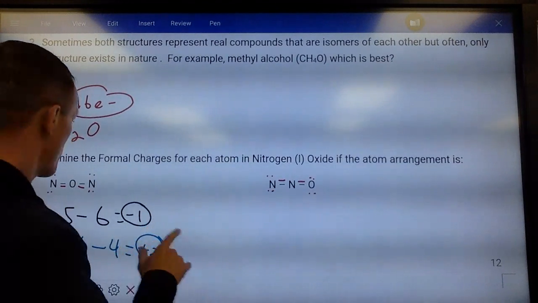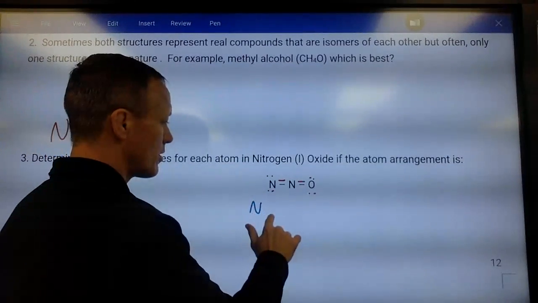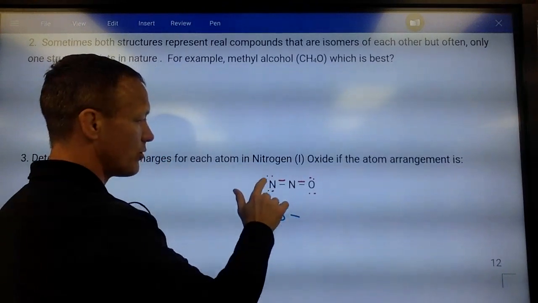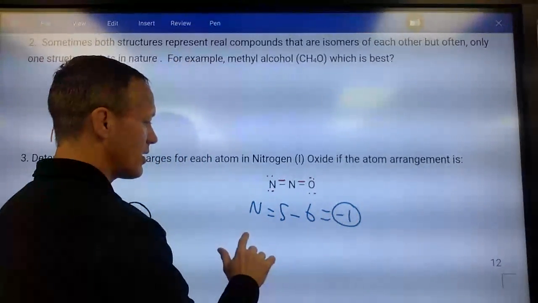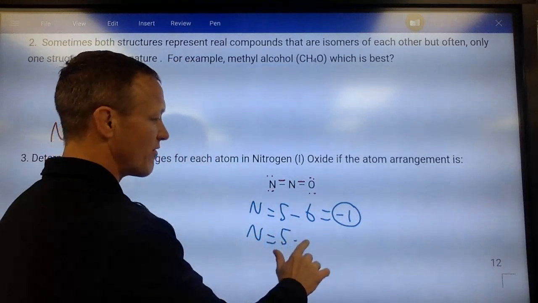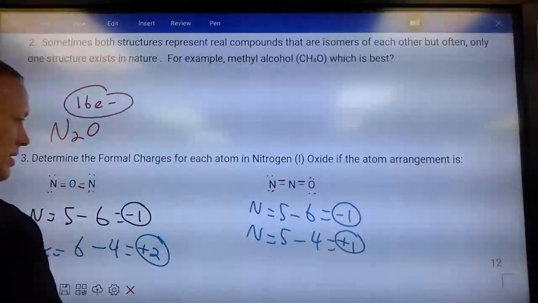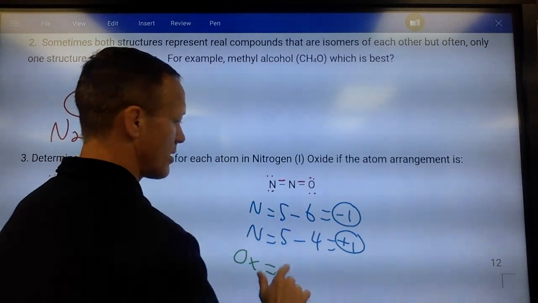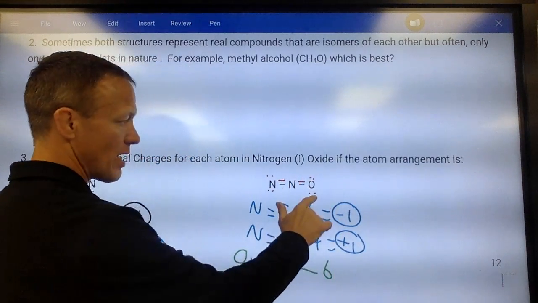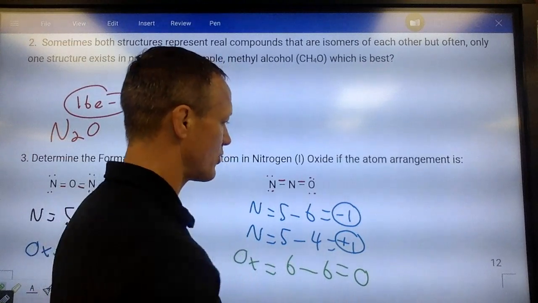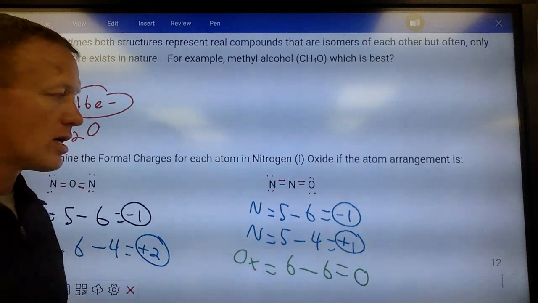If we go over to this one, again, both nitrogens there would be -1, just so you know. This nitrogen, the first nitrogen, would be 5 minus 1, 2, 3, 4 dots and 2 bonds, so 6. That nitrogen's -1. The second nitrogen would be 5 minus 4, positive 1. And the oxygen would be 6 valence electrons minus 1, 2, 3, 4, 5, 6. 4 dots, 2 bonds. Oxygen would be 0. And here it was -1, -1, positive 2.